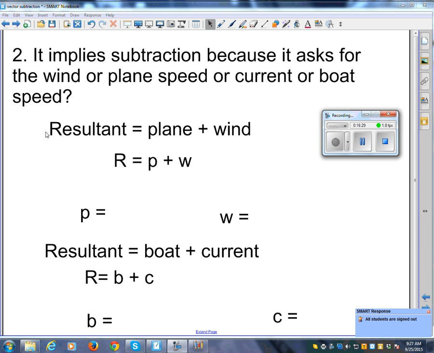When you've got real world, if you're the navigator on a plane, the resultant is whatever the plane speed is plus whatever the wind speed, right? Like if I'm flying a plane like this, but the wind's blowing that way, I end up over here, right? The resultant is the plane plus the wind. The overall result vector is the plane speed plus the wind speed, right?